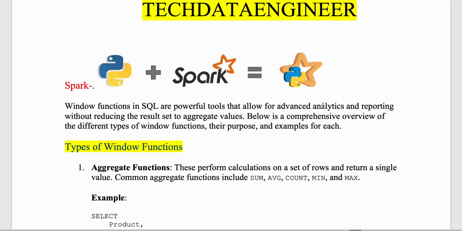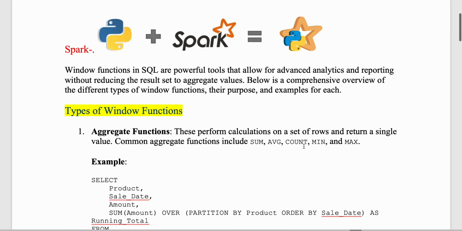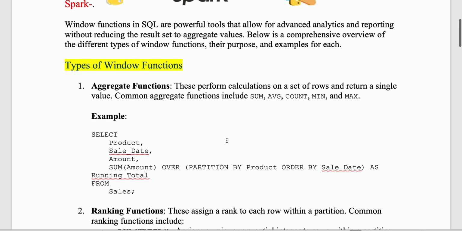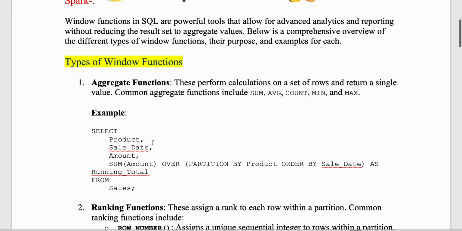First are the aggregate functions, which are basically used to do aggregations. These perform calculations on a set of rows and return a single value. Here we will see common aggregate functions like sum, average, count, min, max. For example: select product, sale date, amount, and sum of amount over partition by product. So we select three columns, and we do the sum of amount over partition by product.